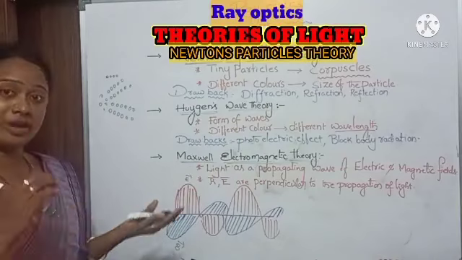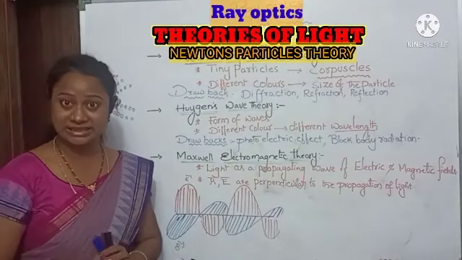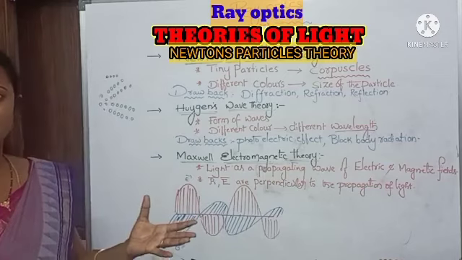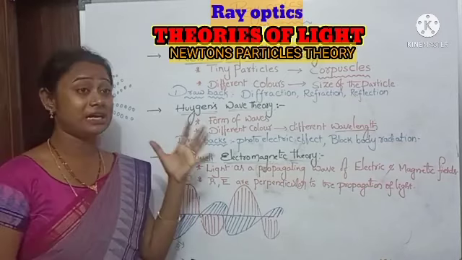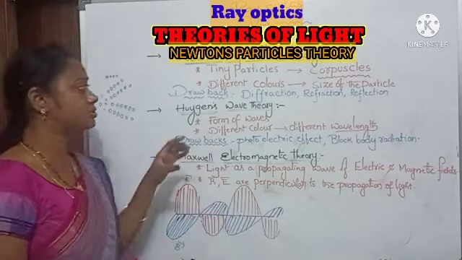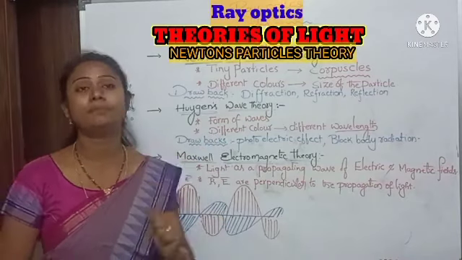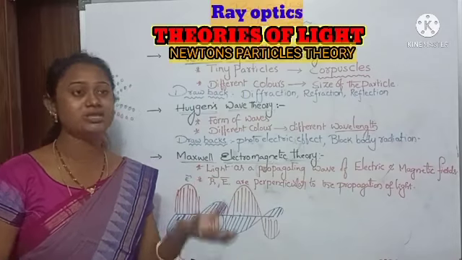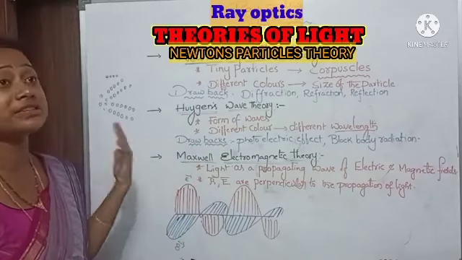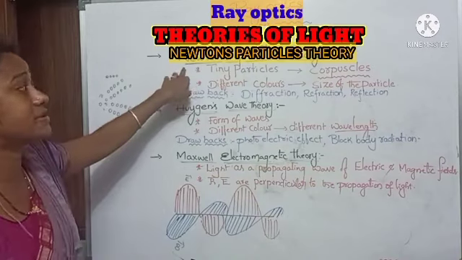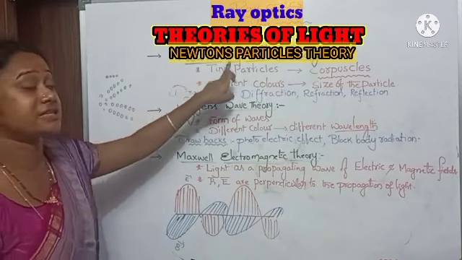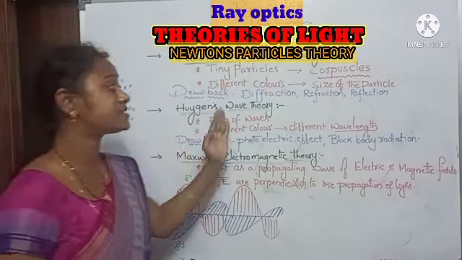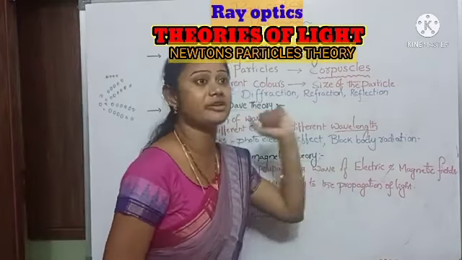Here we are knowing about the different colors in light, like red, blue, green. Okay, I think everyone knows. So the colors of light are due to the size of the particles. It depends upon the size of the particles, so we have different colors. These are the assumptions of Newton's particle theory. He fails to explain diffraction, refraction and reflection.